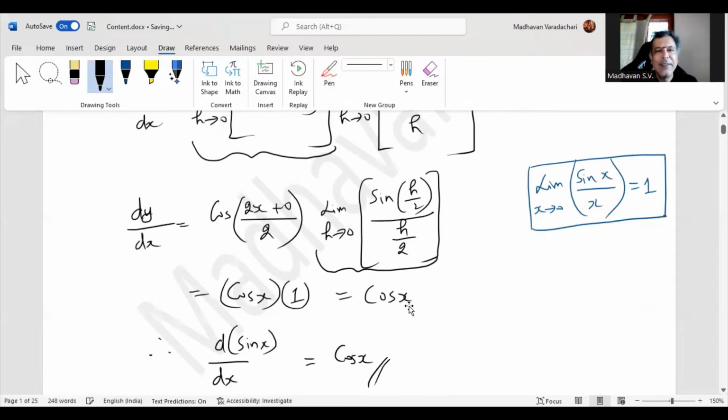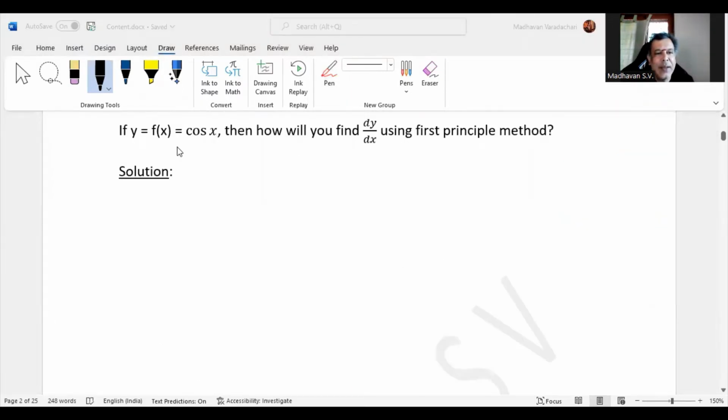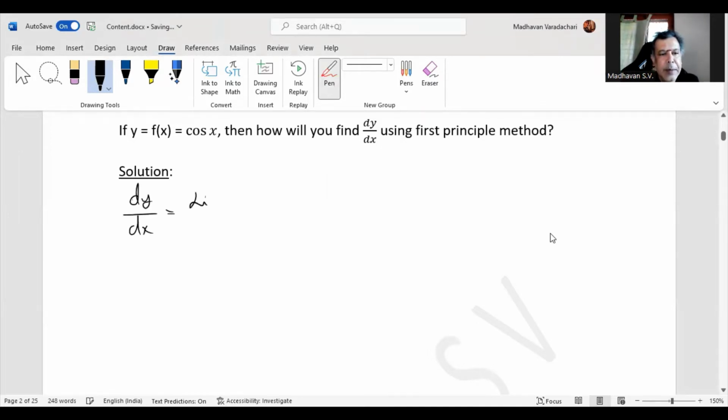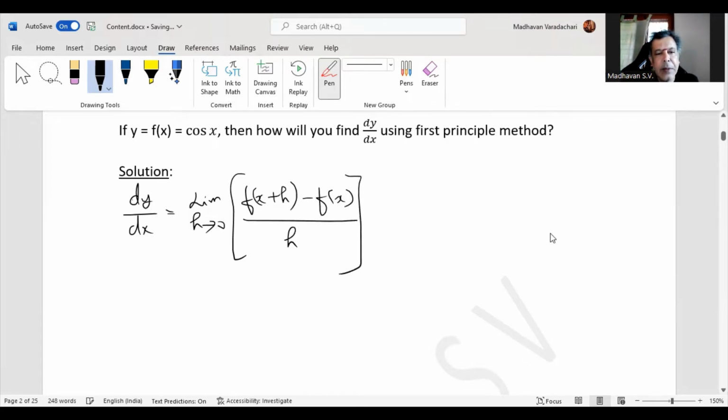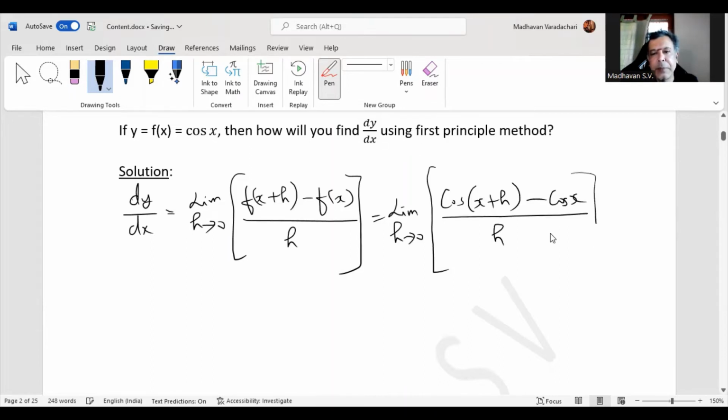Now, if y equals f of x equals cos x, then how will you find dy by dx using the first principle method? Again, the definition of the first principle is the same. dy by dx is limit h tends to 0 of f of x plus h minus f of x, whole thing divided by h. That will be rewritten as f of x plus h becoming cos of x plus h minus cos of x divided by h.